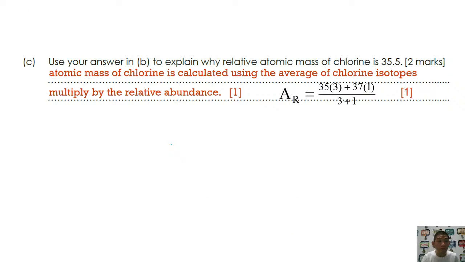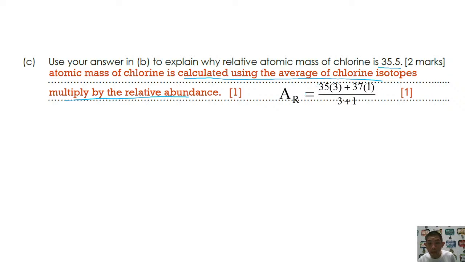Then last but not least, use your answer in B to explain why the relative atomic mass of chlorine is 35.5. You must explain why it is like that. So how are you going to answer? You say that the atomic mass of chlorine is calculated using the average of the chlorine isotopes multiplied by the abundance. Then you show using the formula.